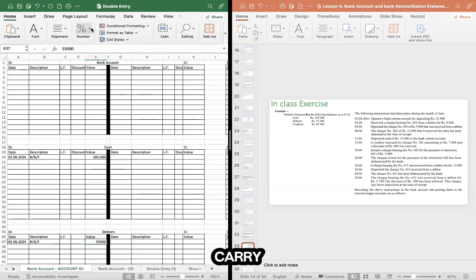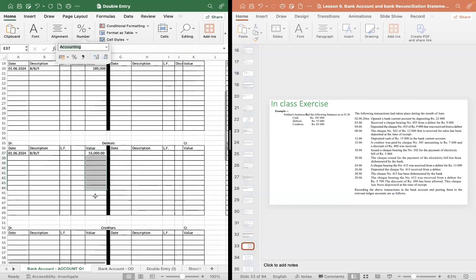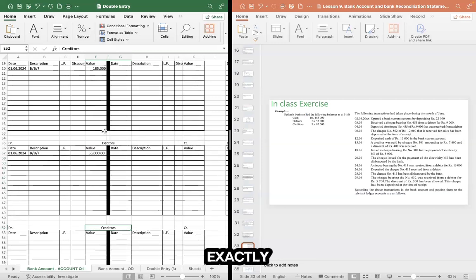Which balance should it carry? Is it a debit balance or credit balance? Creditors, try it out quickly. Credit. Credit balance, exactly. Okay, now earlier it was a debtor.